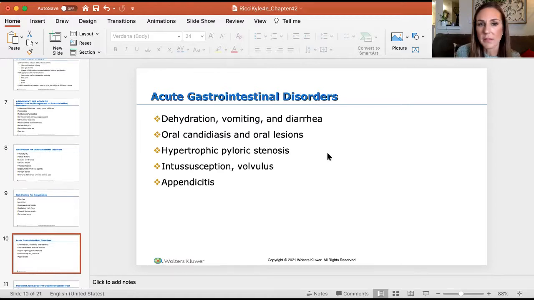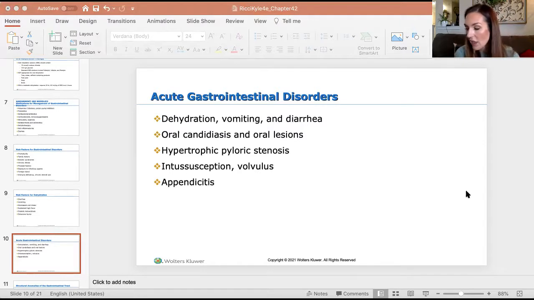So let's talk about some acute gastrointestinal disorders. I do want to talk about GERD real quickly. Let's see if you can see that. I think you can probably see that. This is colic. Well, let's talk about GERD.